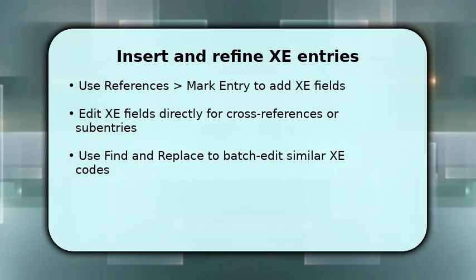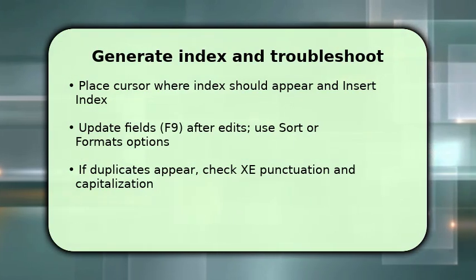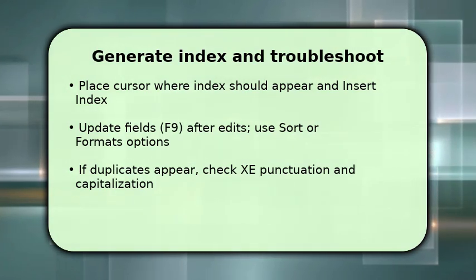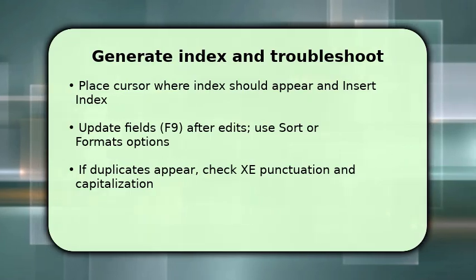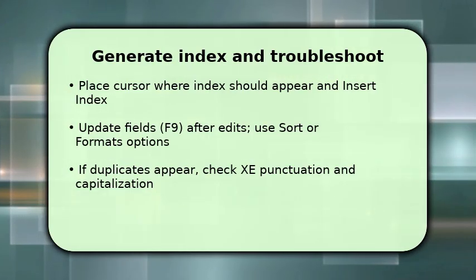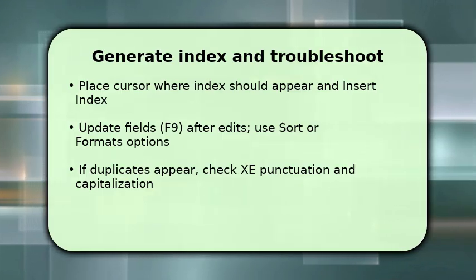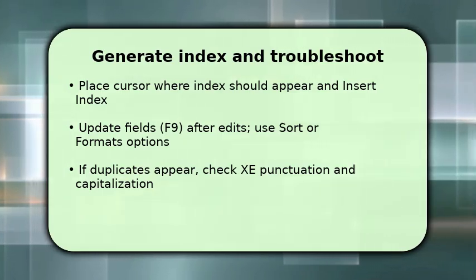Finish by generating the actual index where you want it to appear. Place the cursor, choose References, Insert Index, pick Formats and Column Counts, then click OK. Word builds the list from XC fields. After edits, press F9 to update the index.